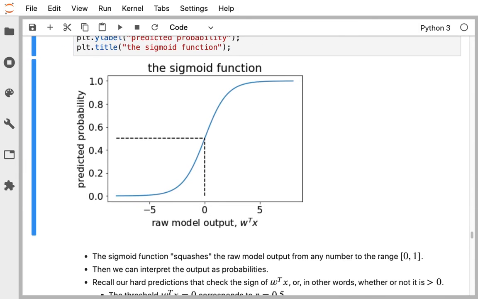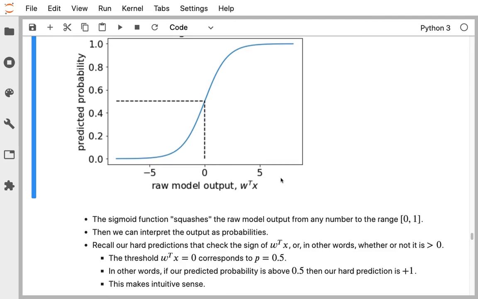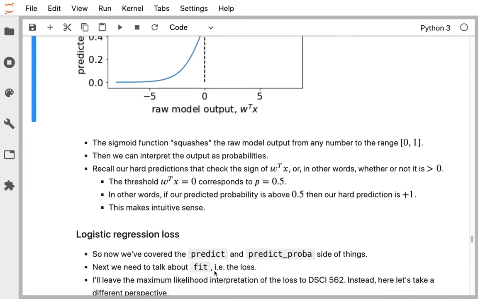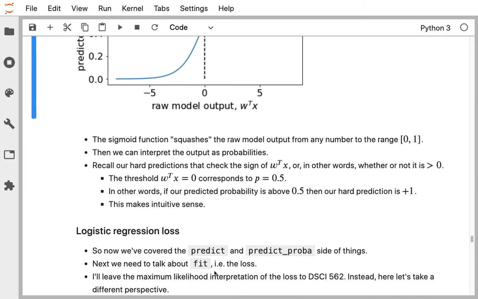Okay, so we talked about that. We can interpret the output as probabilities. Probabilities are between 0 and 1, we all agree on that, so this function turns the raw model output into a probability. It is a monotonically increasing function, which makes sense: a bigger w transpose x means more likely to predict class 1. Okay, so that's all the prediction part. And scikit-learn calls it predict_proba when you want to predict probabilities.